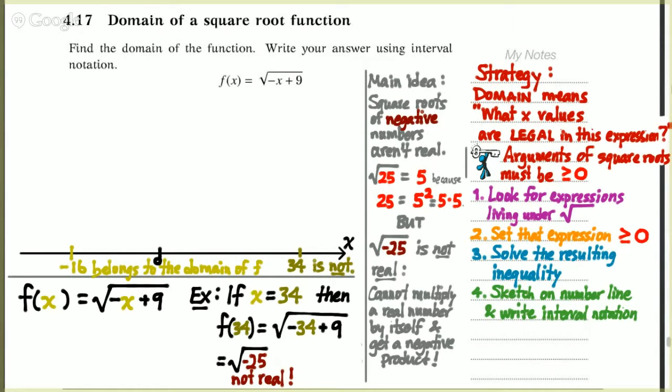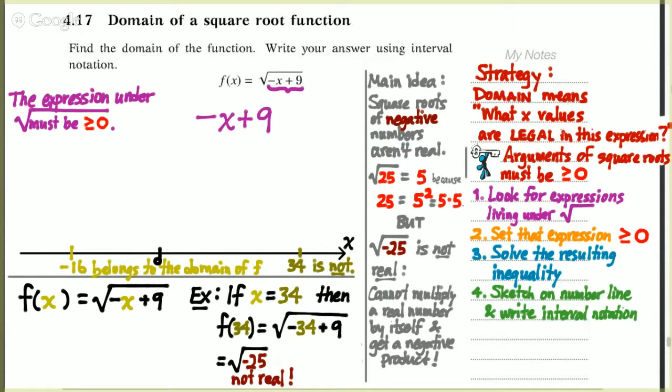We, of course, won't be satisfied until we can answer the question: what are all of the things that must be included in our answer? What are all of the values of x which are legal to put into this function? So to answer that, we'll go back to our step-by-step strategy. First thing we want to do is look for expressions that live underneath the square root. This same tactic, by the way, works for roots of any even index, so 4th roots, 6th roots, 82nd roots, and so forth. So the expression underneath that radical must be greater than or equal to 0, and that expression is minus x plus 9. So we can solve this problem merely by insisting that minus x plus 9, the expression under the radical, be greater than or equal to 0.